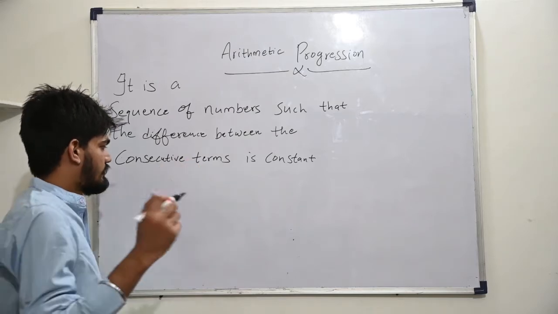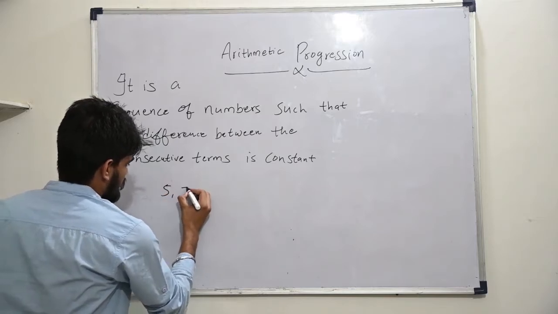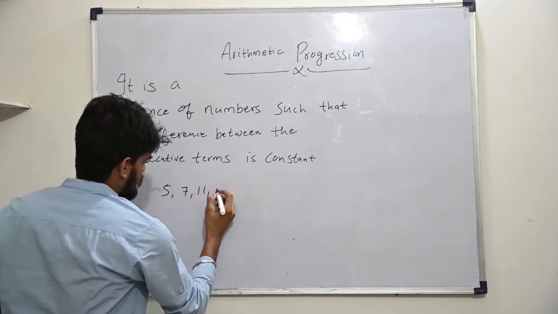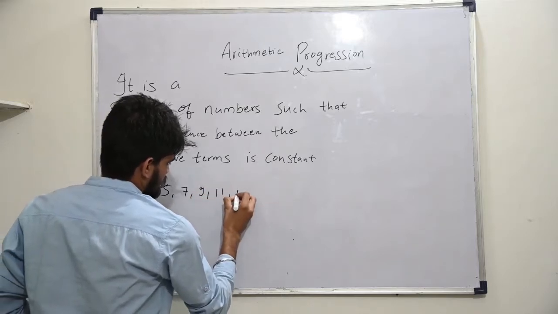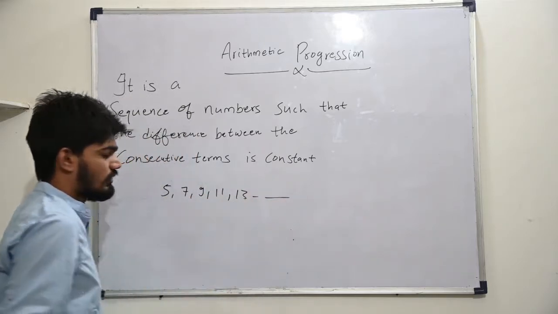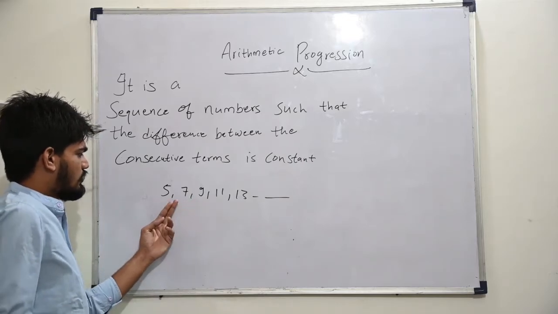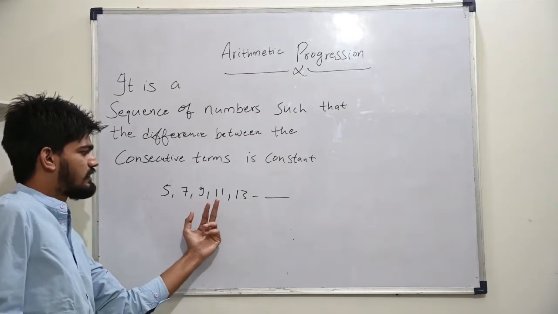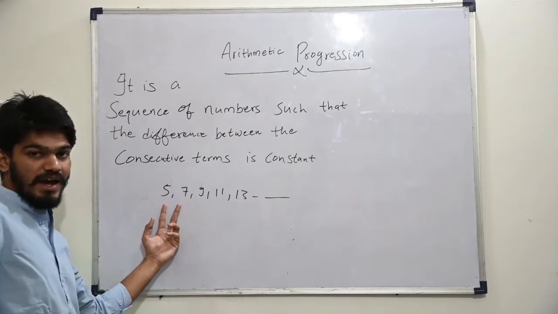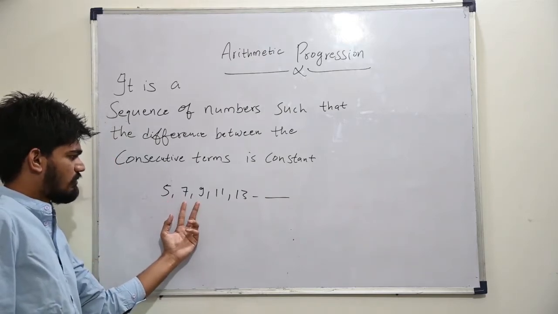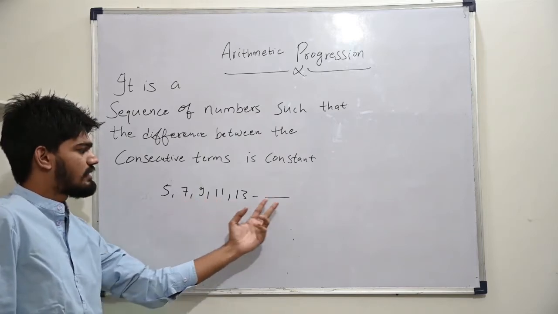So let's say we have a sequence, okay? For example, let's say 5, 7, 9, 11, and so on. So we have these consecutive terms, and if we see the difference between them, it will be constant. The difference between 5 and 7 is 2, same between 7 and 9, 2. Then 9 and 11, 2, and the same way.